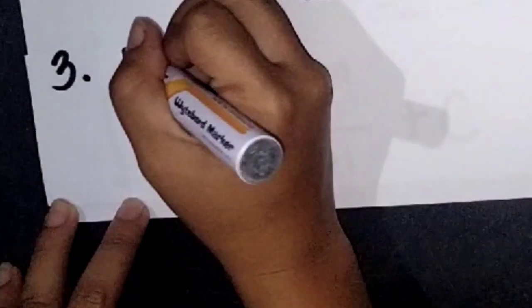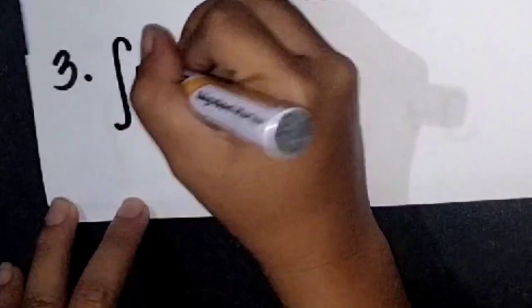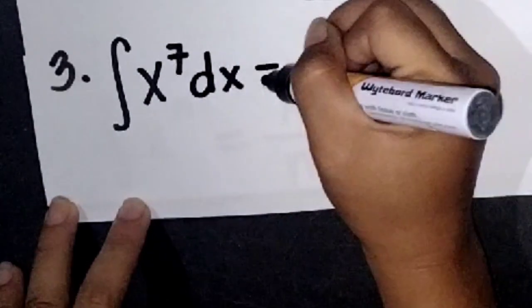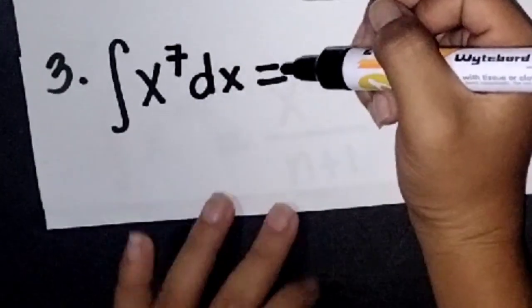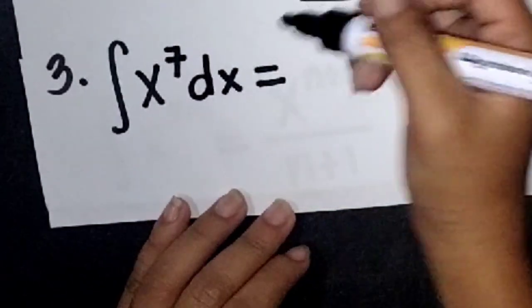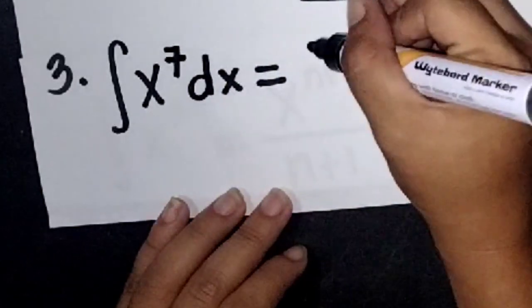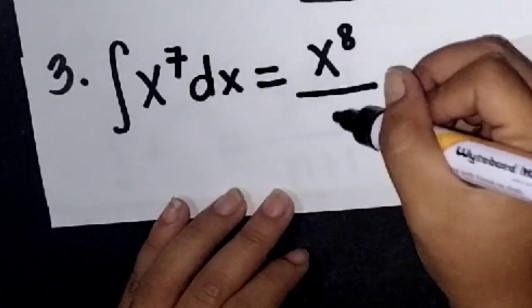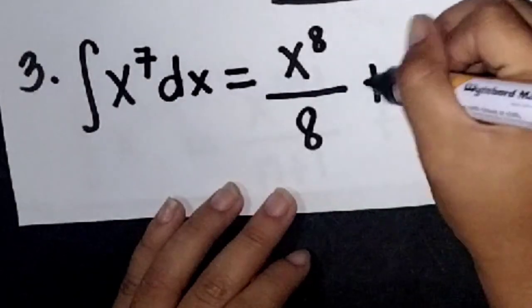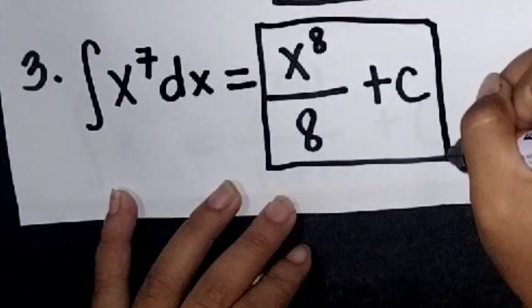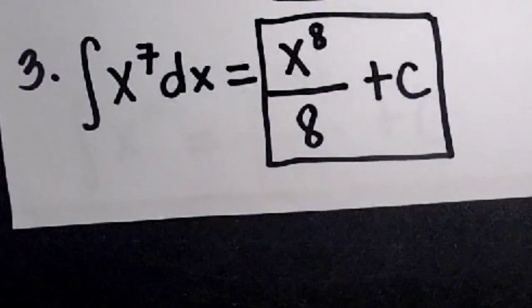For the third example, we're going to find the antiderivative of x to the power of 7. Same thing as we did in the previous examples. We just simply add 1 to the exponent, which is the 7. So this is going to be x to the power of 8. The result of 7 plus 1 is 8. Then plus the constant of integration. That's the answer of the antiderivative of x to the power of 7.